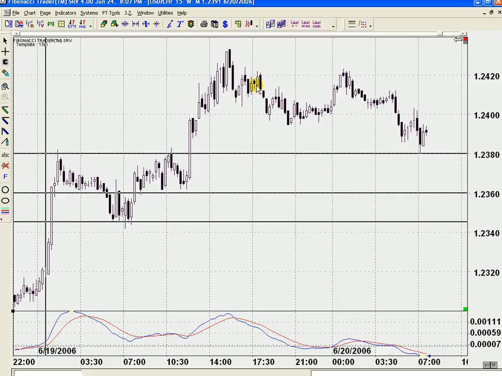In the larger time frames, we can't see these small levels of support and resistance. These are called fractals. These are just micro dealing ranges and micro patterns within larger patterns.